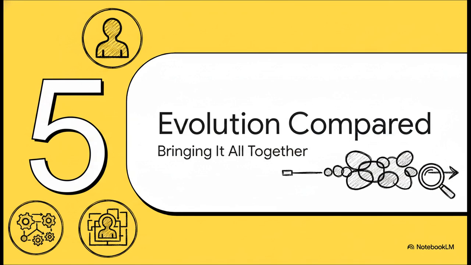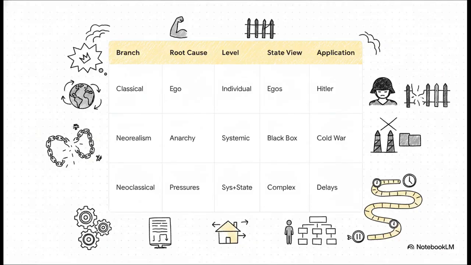Let's move to Section 5 and see how this all builds. The evolution compared, bringing it all together. Taking a look at this table, notice how their root cause evolves from flawed human nature over to international anarchy, and finally settles on systemic pressures filtered domestically. You can see our level of analysis shifting from the individual, zooming way out to the systemic, and then landing on a complex blend of both. And our real-world applications track this perfectly too, from Hitler's expansionism to the Cold War arms race, all the way to the nuanced delays in modern security responses. It all connects like one giant puzzle.